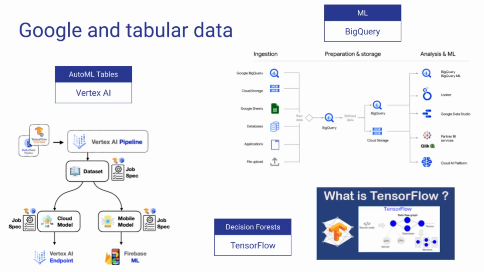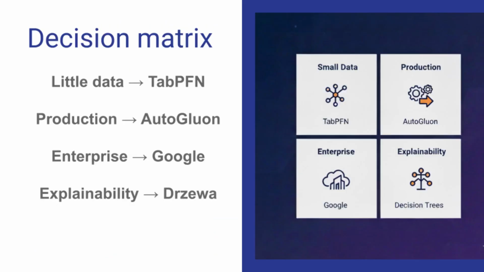Compared to TabPFN, Google focuses on scale and enterprise stability, while foundation models are still mostly suited for smaller datasets and fast experimentation. 7. A practical decision guide. So, how should you make a decision in a real project? I've prepared a simple decision matrix.